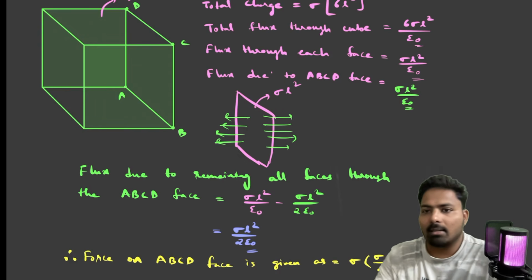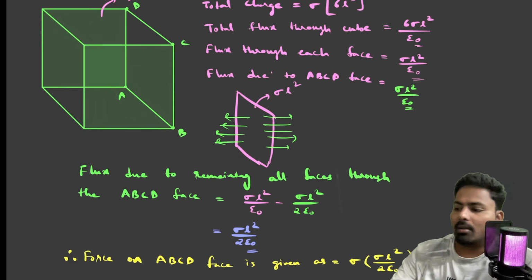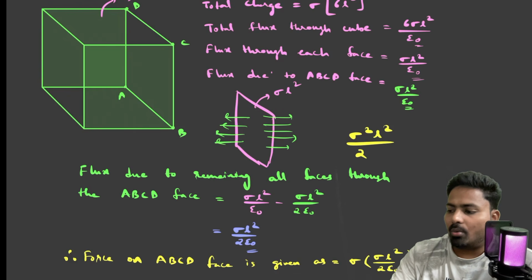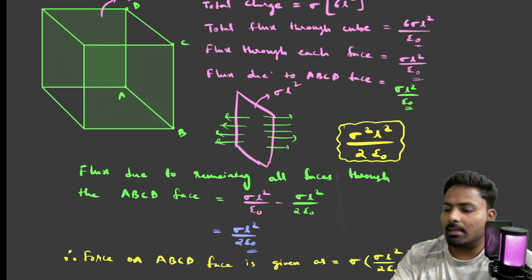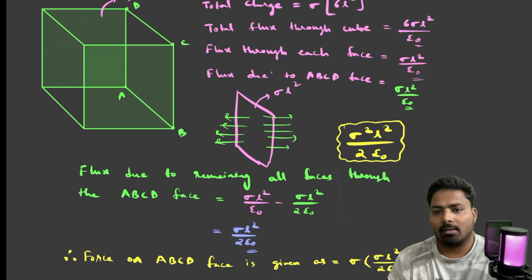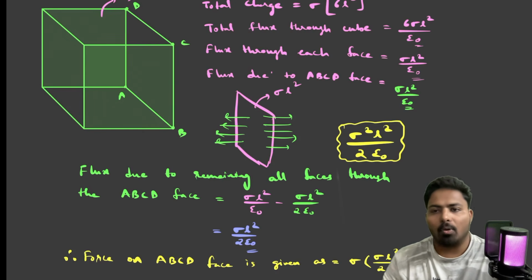So we got the final answer. So what is the final answer that we have got? This will be the answer. Sigma square L square by 2 epsilon naught is the force that will be acting on the phase ABCD due to the remaining phases, right? So I hope you understood this concept.